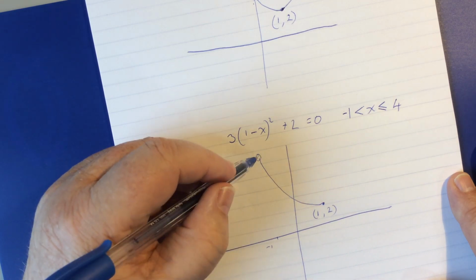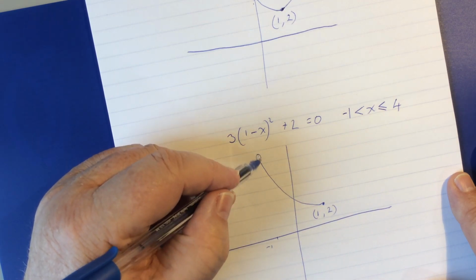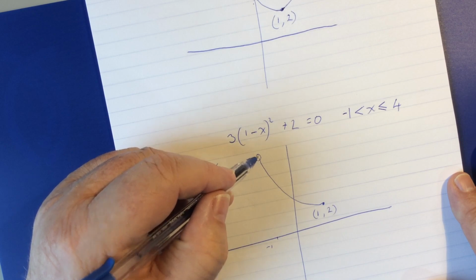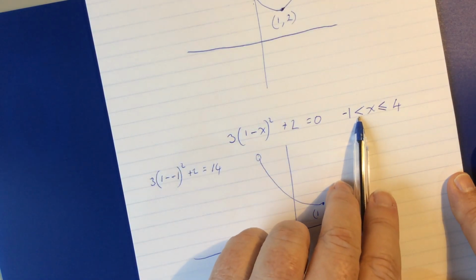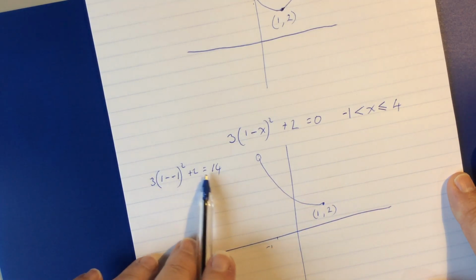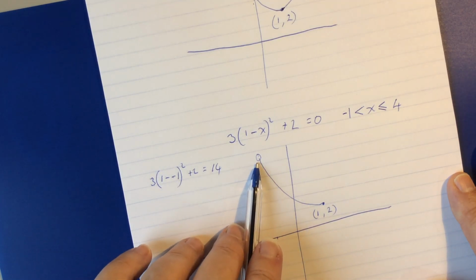Okay. Now I've put a round open symbol here because of this symbol here. This approaches this value but does not reach it. Okay.